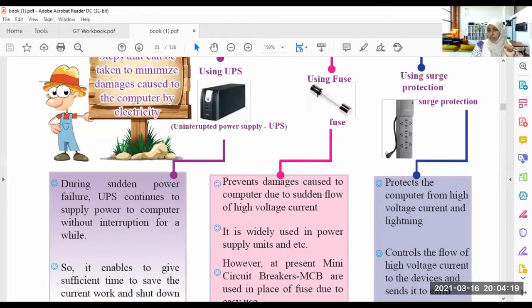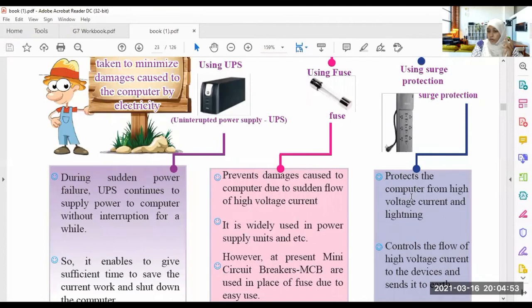What is surge protection? Have you heard about the surge protection? Or have you seen the surge protection? These are also available at homes. It protects the computer from high voltage current and lightning. So if lightning is there, it can damage your devices, right? So these surge protections, we can use them to prevent our computer getting damaged from the lightnings also, right?